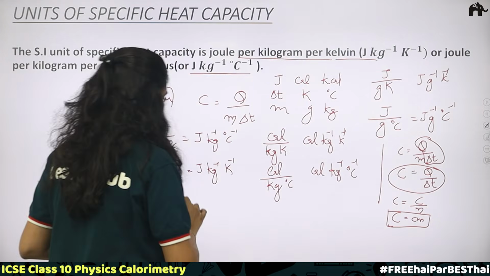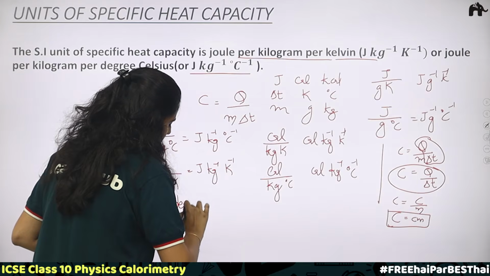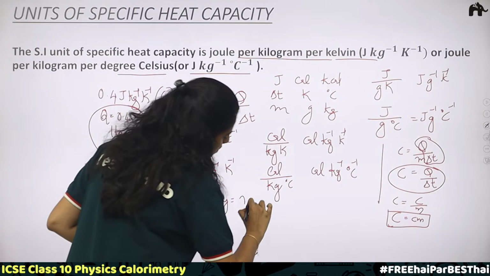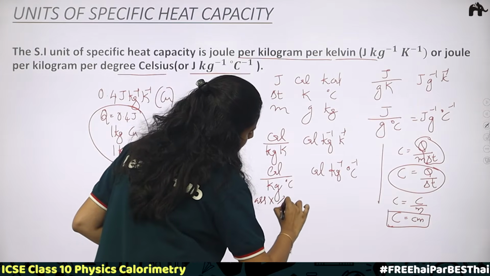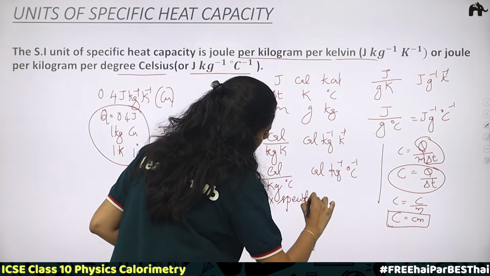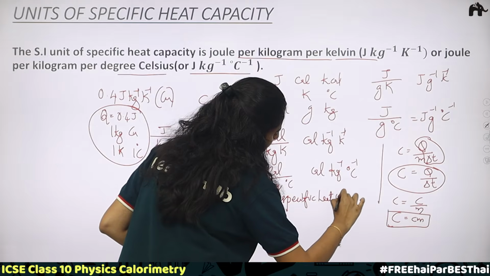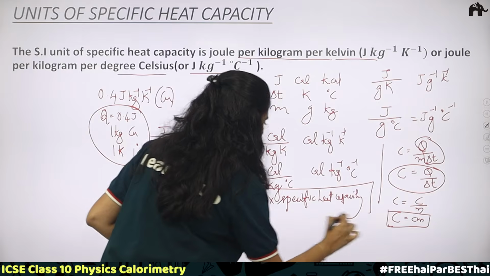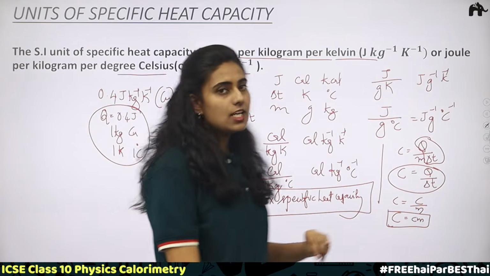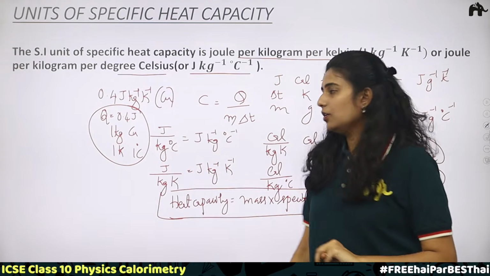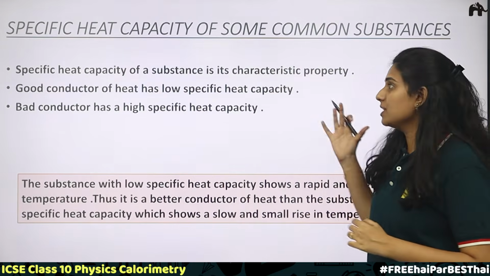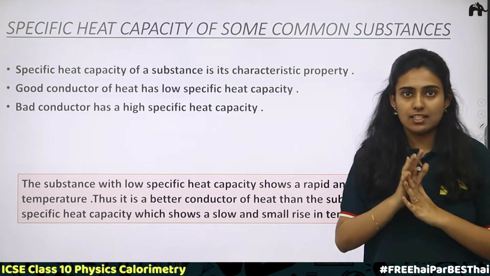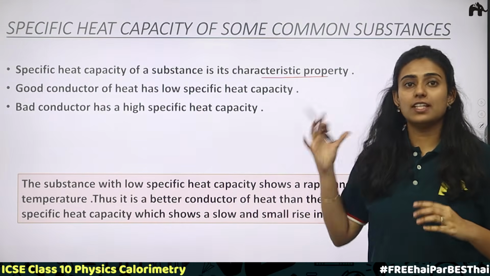The relationship is: heat capacity is equal to mass into specific heat capacity. Understood? So this is the relationship. Now, specific heat capacity of some common substances. You have to remember one point: specific heat capacity is a characteristic property. It is a constant for a given substance.